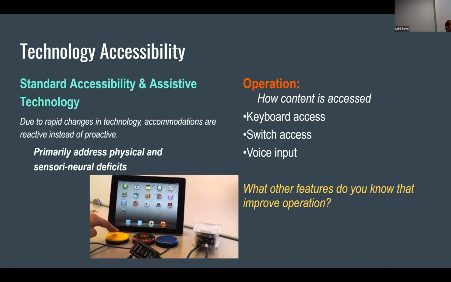Most technology is getting better with perception and operation. I wouldn't say really good, but getting better. That's become more mainstream because, remember, those are physical problems for the most part, or sensory neural. It has to do with how our eyes work, our ears work, how we hear, how we see. And most disability accommodations address how we hear, how we see, how we move, how we walk.